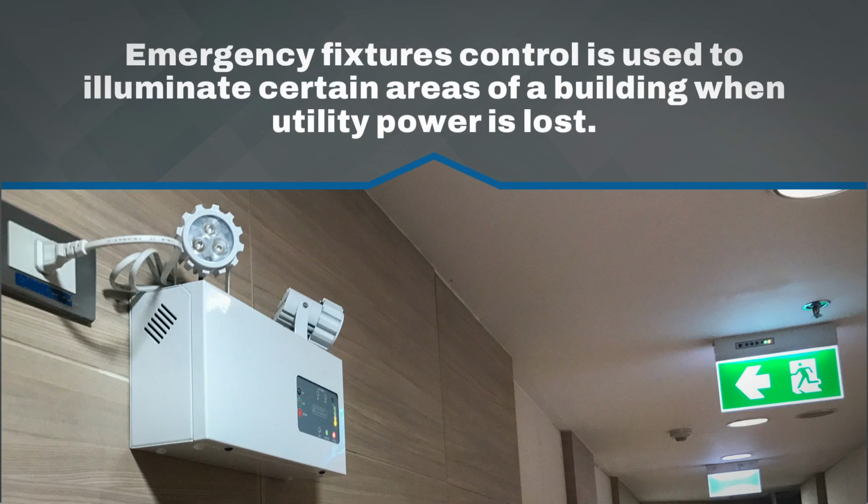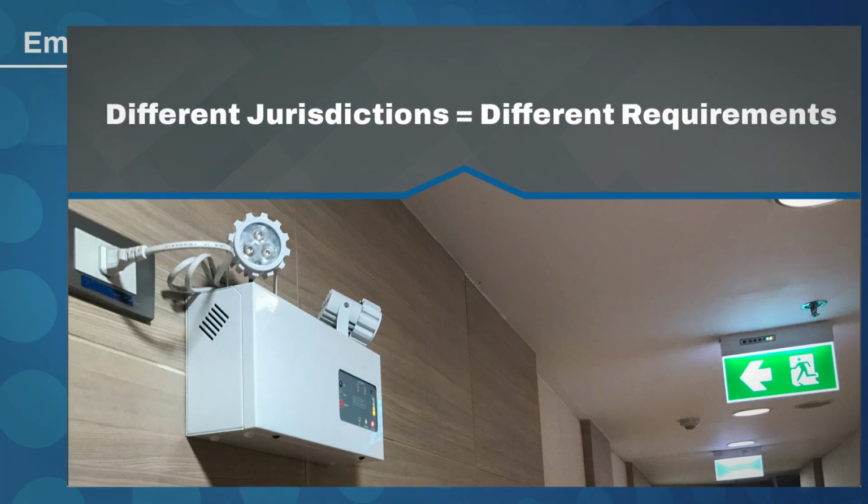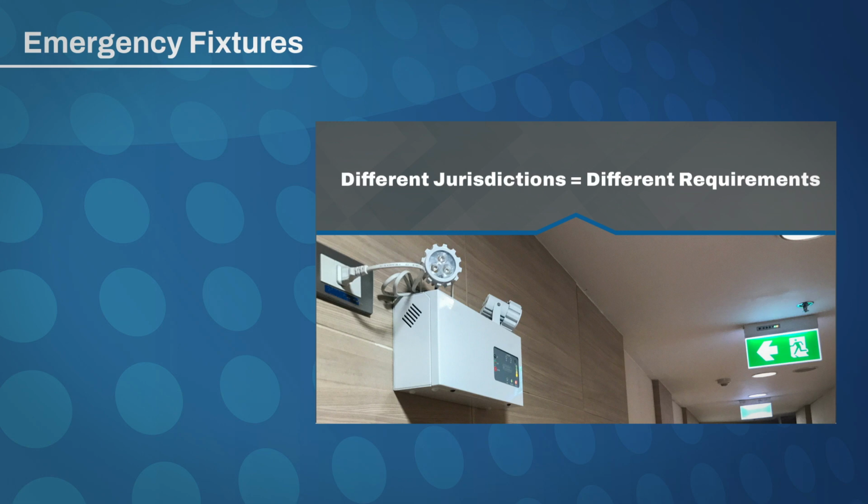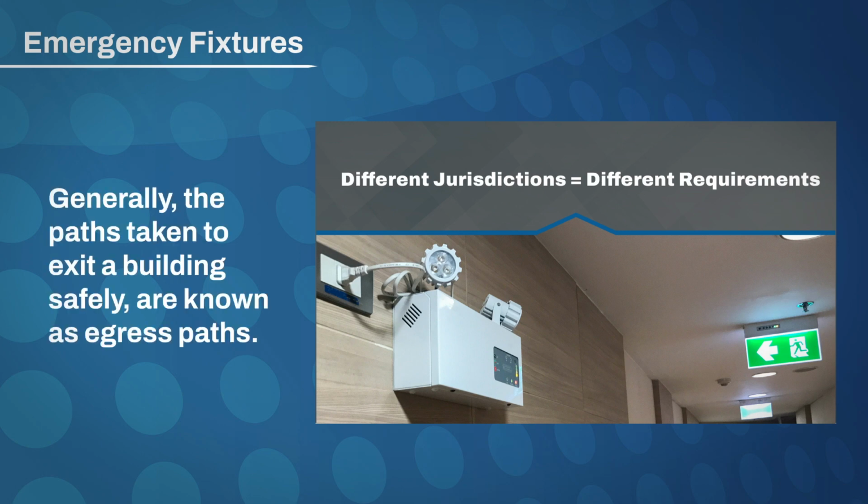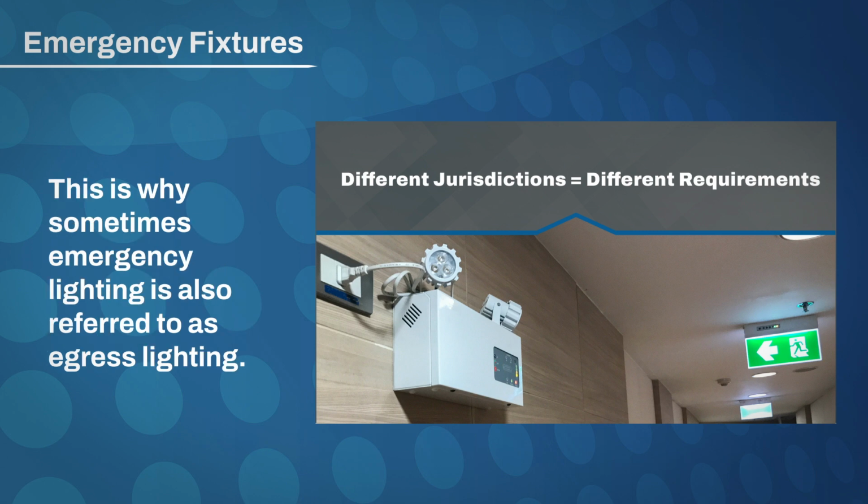Emergency fixture control is required to illuminate certain areas of a building when there's a loss of utility power. Different jurisdictions may require different areas of a building to have emergency lighting, but generally the paths that are taken to exit a building safely, known as egress paths, are included. This is why sometimes emergency lighting is also referred to as egress lighting.